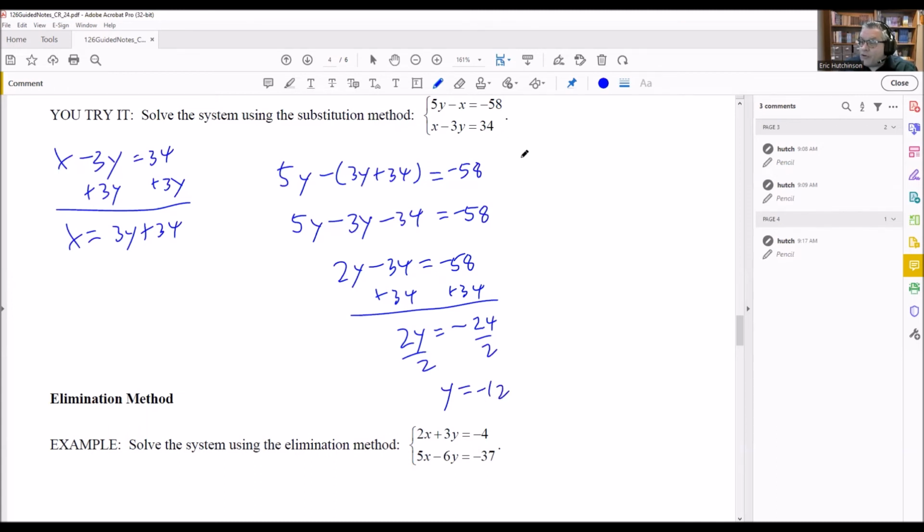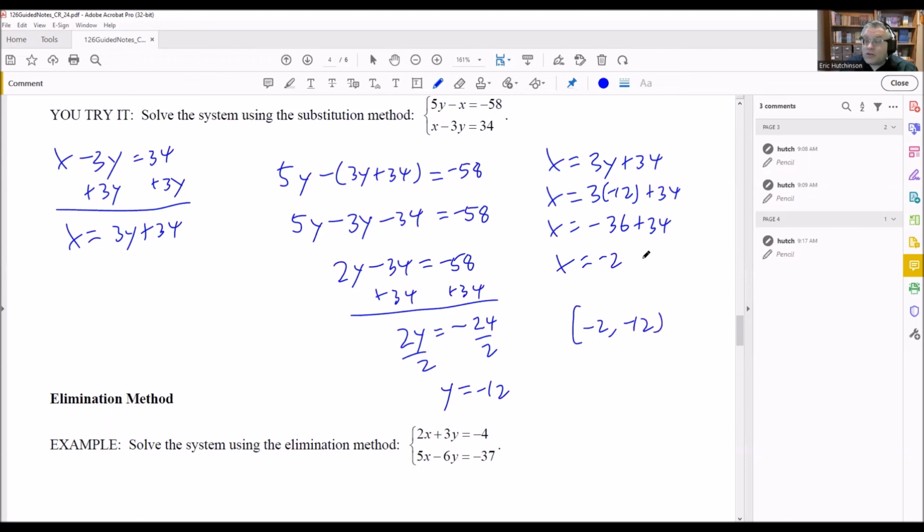Now we have to solve for the x. So x equals 3y plus 34, and we're going to put the answer we just found, negative 12, in for y, and we get negative 36 plus 34, so x is equal to negative 2. So our answer, remember, x has to go first. The answer is going to be negative 2 and negative 12.